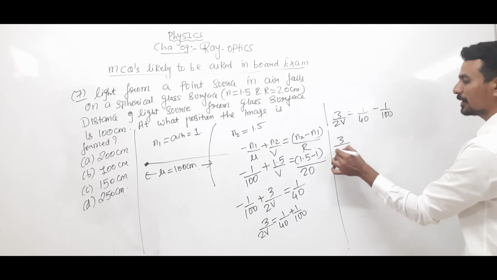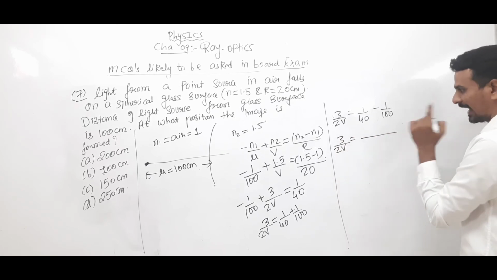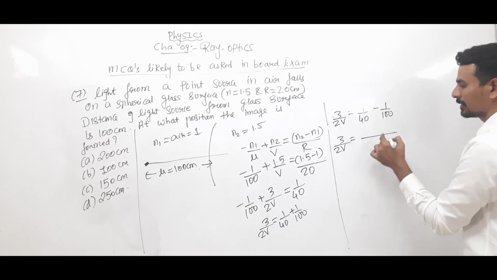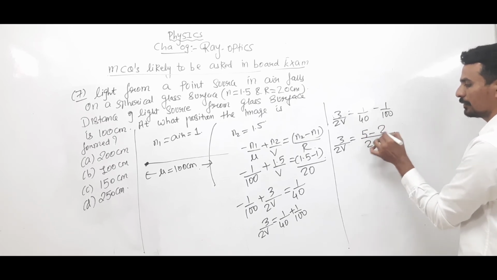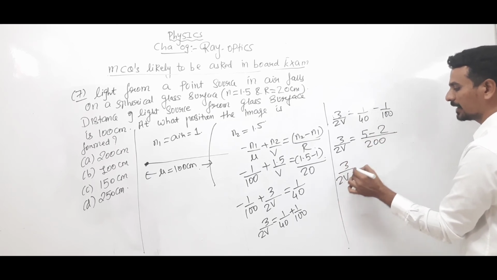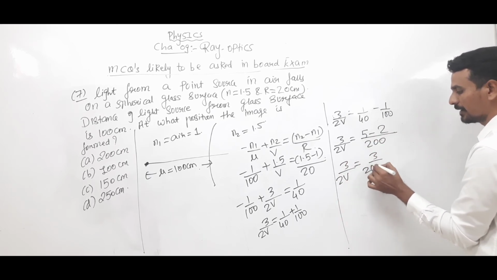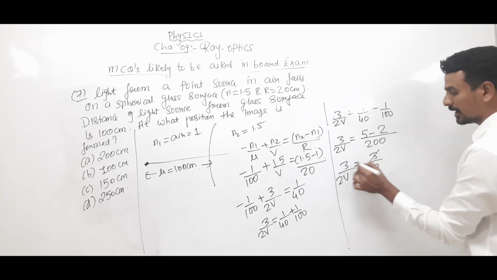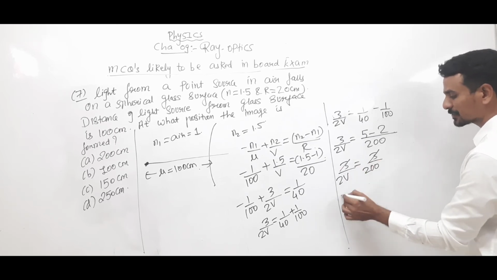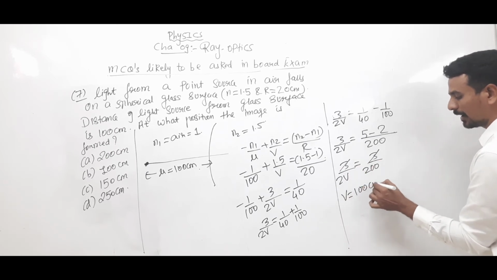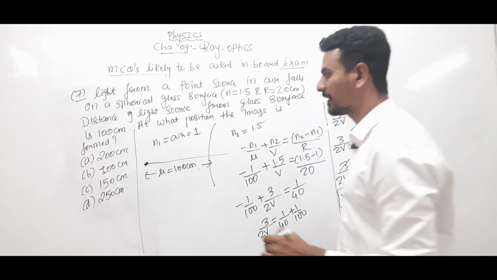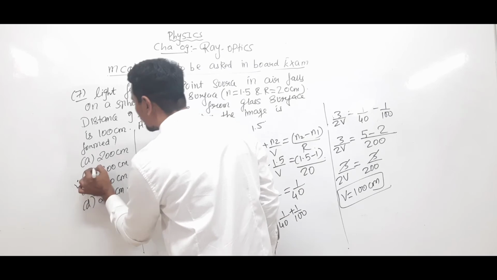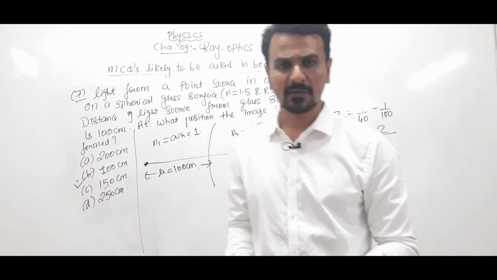So this will be 3 upon 2v equals, taking LCM 200, 5 minus 2 by 200, so 3 upon 2v equals 3 upon 200. The 3 gets cancelled, so 2v equals 200, so v is equal to 100 centimeter. So the image will be formed at a distance of 100 centimeter. That means B is the correct option. Clear? Fine. The next one.